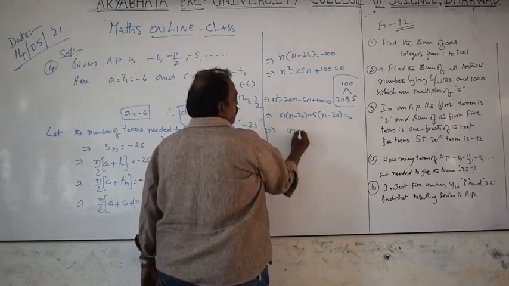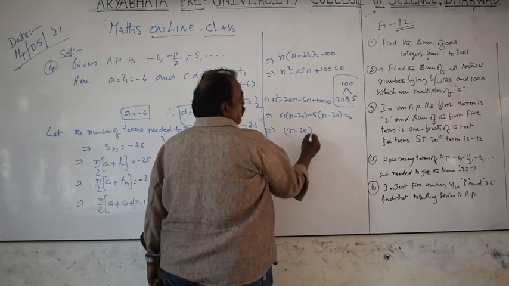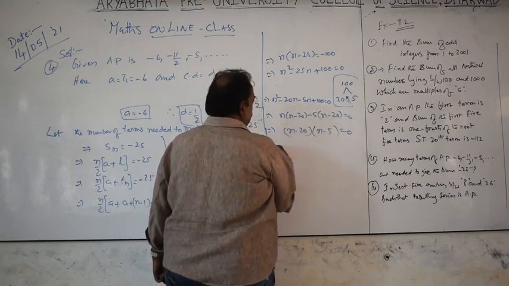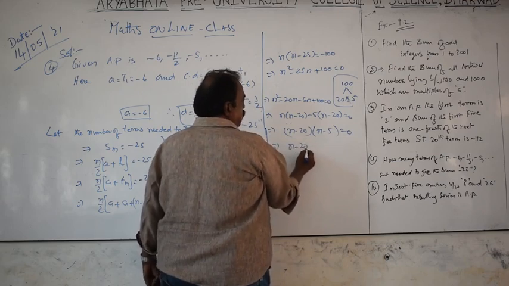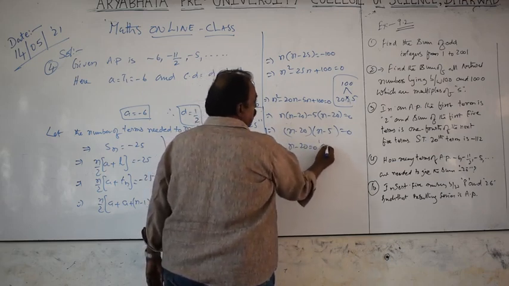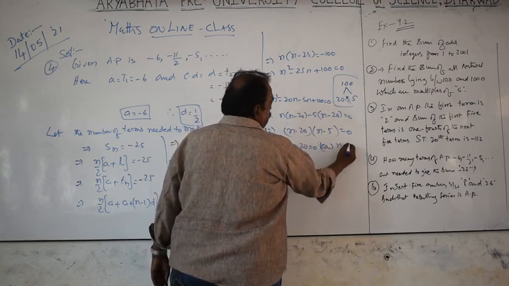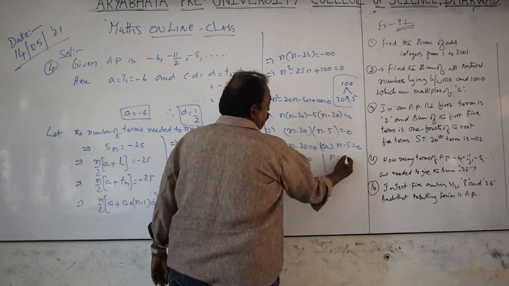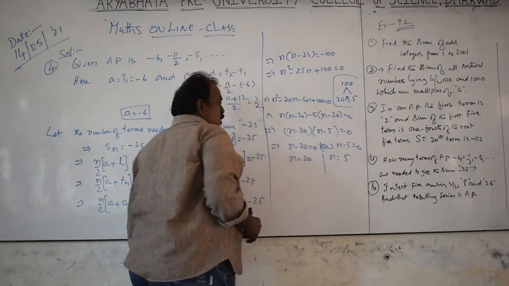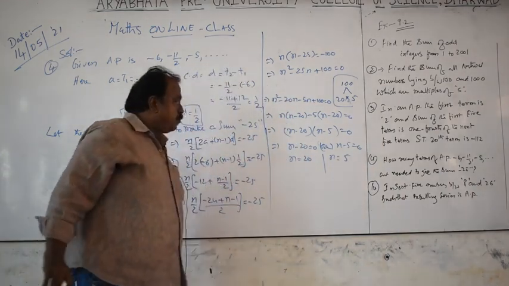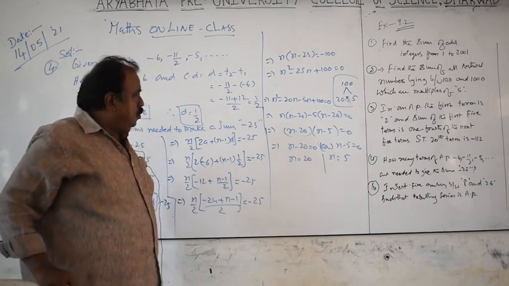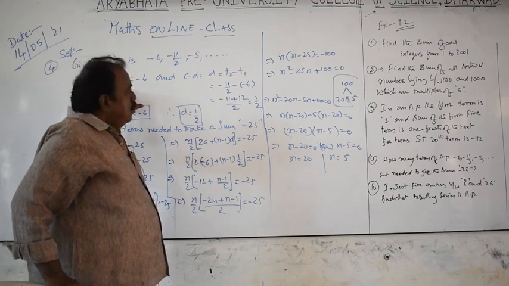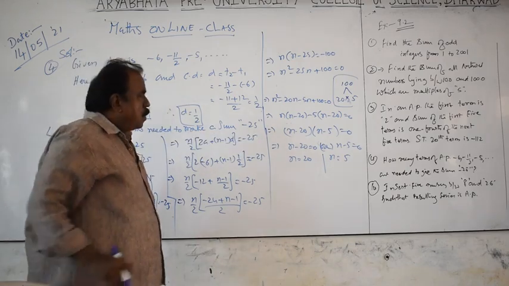In both cases n minus 20 is common. Here n, here minus 5, is equal to 0. So it is n minus 20 or n minus 5 is equal to 0. So n is equal to 20 or n is equal to 5. Okay? You get it? But substitute. You see which one gives minus 25, we'll see.